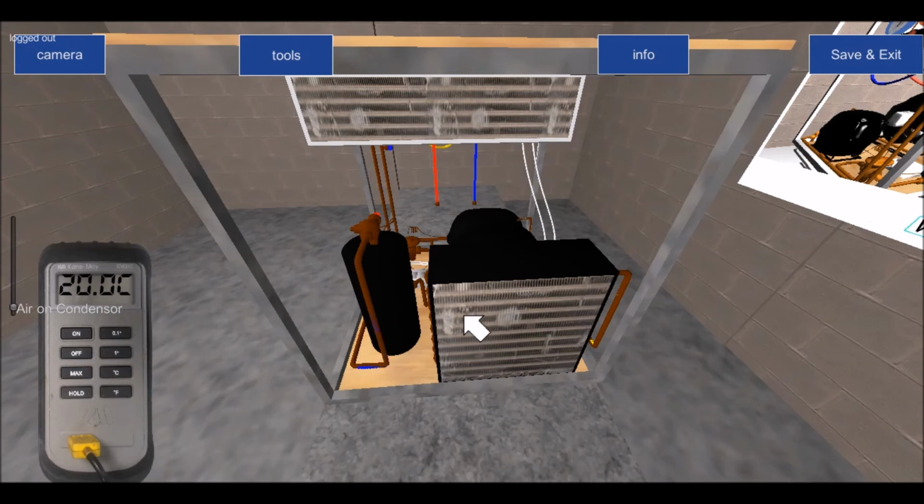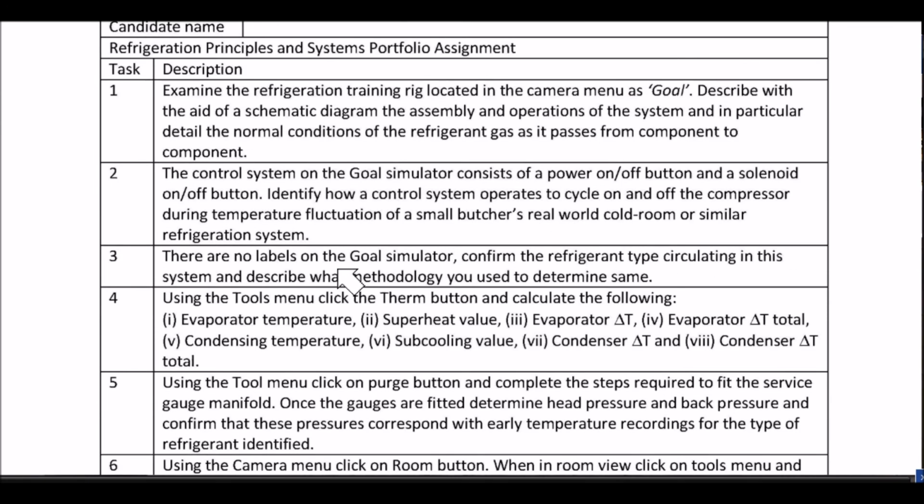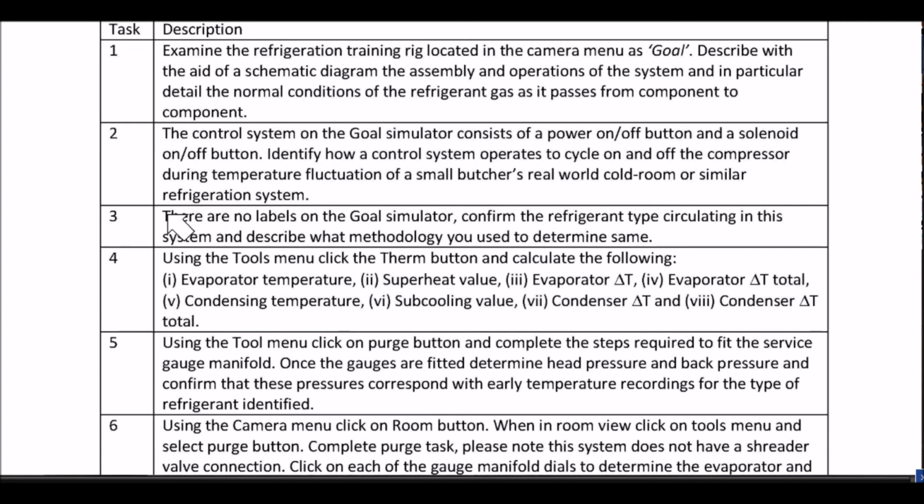Unless you really want to continue, I'm going to call it a night, unless there are some pressing issues. You're not expected to have this portfolio completed tonight. We've done enough that you can go as far as you can and start these three if you want. There are enough videos out there to help you. Using your dual menu thermometer, using the tools menu, click the thermometer button and calculate the following: evaporating temperature, superheat value, evaporator delta T, evaporator delta T total, condensing temperature, subcooling value, condenser delta T, and condenser delta T total.